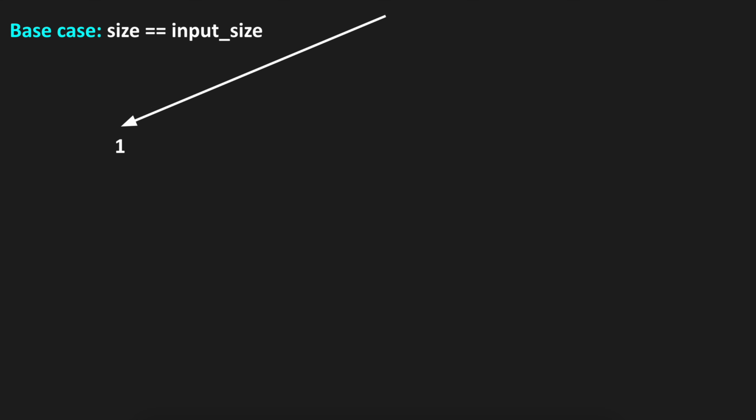So how are we going to solve this problem? We are going to solve it using backtracking. For the backtracking, what we do first is define our base case. In our case, the base case is that if the size of our temporary array equals our input size, then we backtrack from that branch.